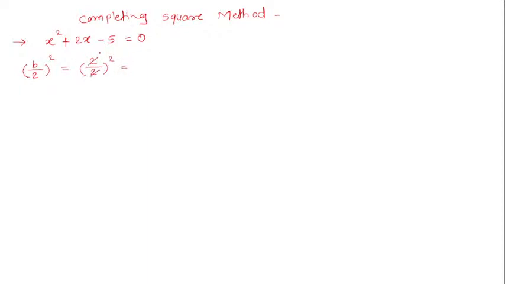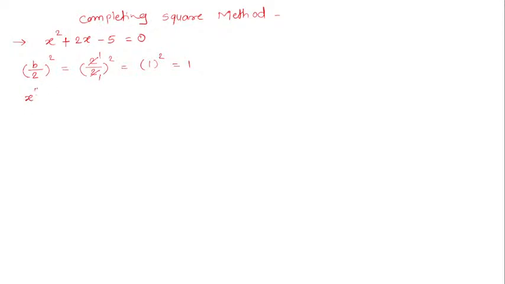So 2 will get cancelled. So we'll have 1 divided by 1, that is 1 bracket square, and 1 square is 1. So this is the number we have to add and subtract in this equation. And now the question is, why do we do that? The answer would be, we have to make a complete square. That's why. So that is the logic behind that.